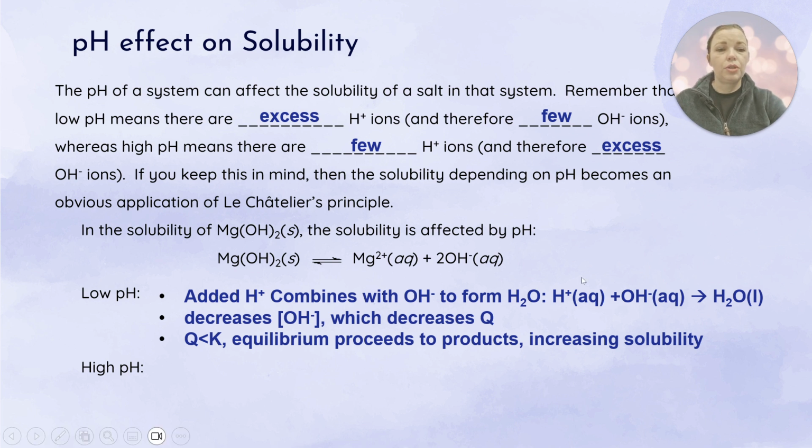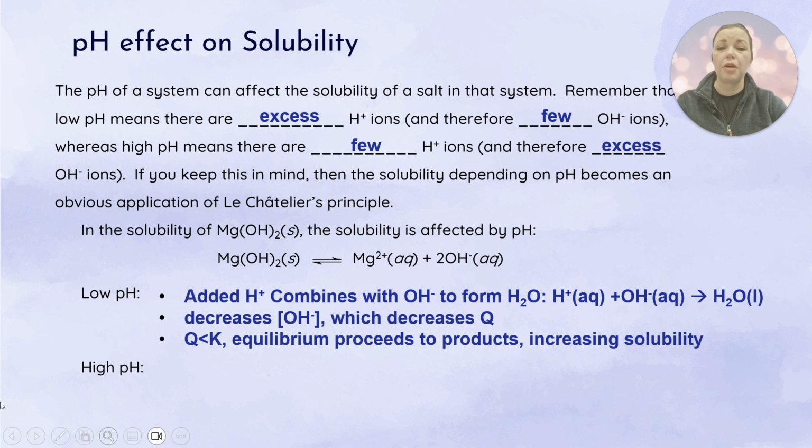This reaction here, the synthesis of water, decreases your concentration of OH-. And so if you remember that your K expression would be the concentration of Mg2+ times the concentration of OH- squared, if we decrease your concentration of OH-, you're going to decrease your Q. So then that would mean that your Q is going to be less than K. Your equilibrium is going to shift to the products to reestablish that value of K, and therefore you're going to increase your solubility.